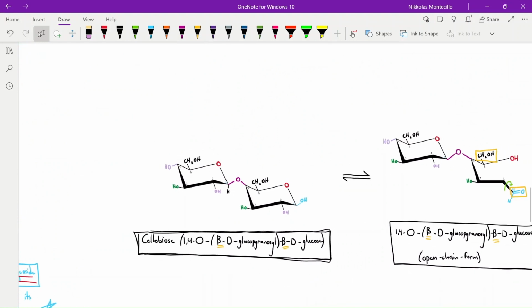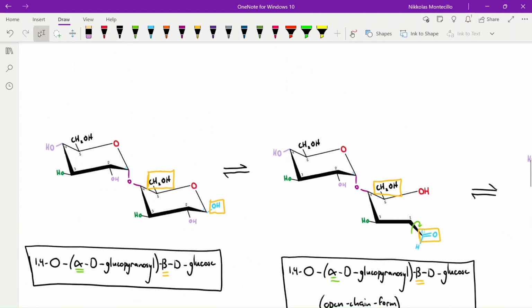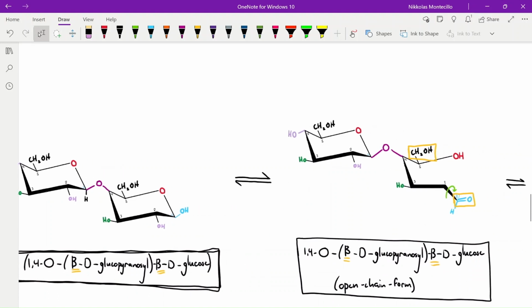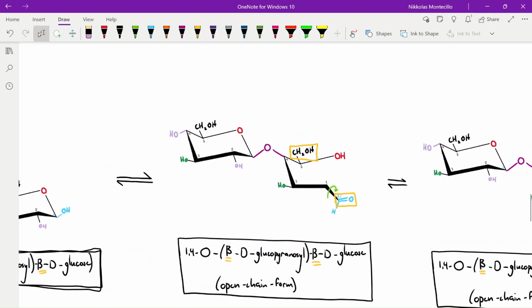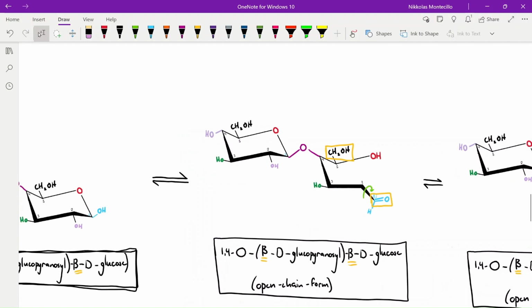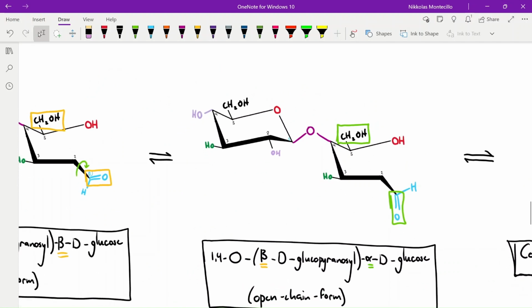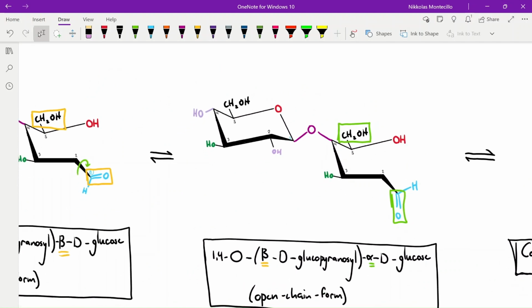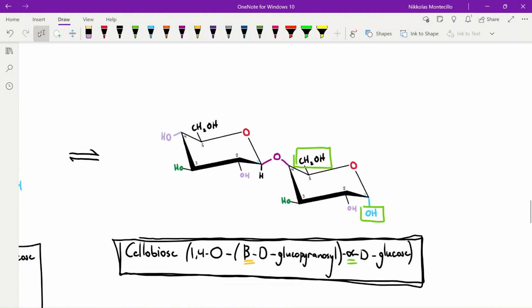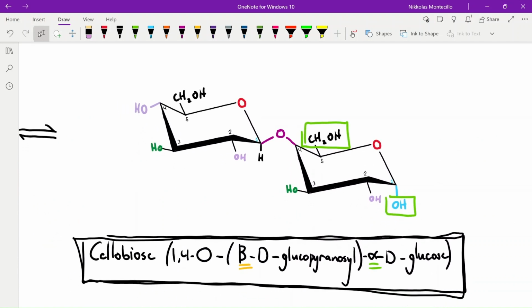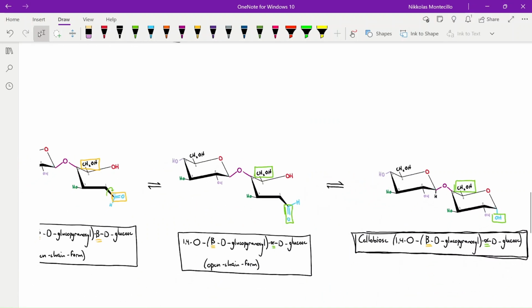So we can see here the same thing like we did with maltose. So cellobiose, the second monosaccharide, will open and exhibit mutarotation because of the anomeric carbon, and it will rotate to switch to the alpha configuration, forming alpha-D-glucose. So what we're left with is a different variation, a stereoisomer of cellobiose, where the second monosaccharide is in the alpha configuration, shown here in the name 1,4-oxygen beta-D-glucopyranosyl alpha-D-glucose. Okay.